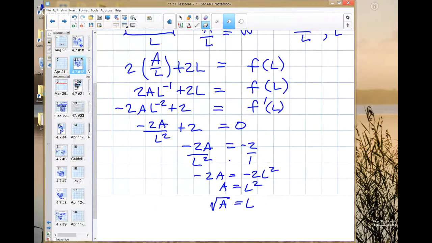What times the square root of A would equal A, which is the area? It's got to be another square root of A. Because it's a square, that's no surprise. So both the length and the width are the square root of A. Okay.